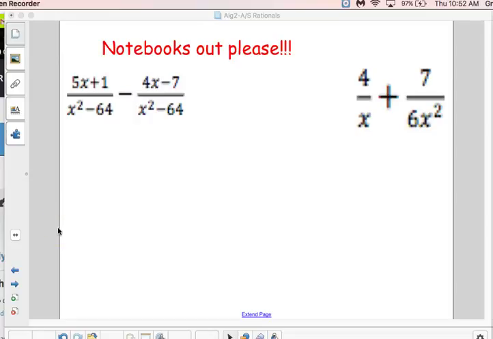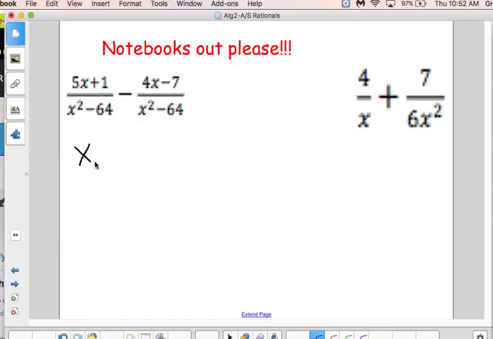Since we already have the common denominator, do we factor as our first step when we add and subtract? No. Where does the adding and subtracting take place in this problem? The numerator or the denominator or both? Just the numerator. So 5x minus 4x. And then what's our constant going to be?